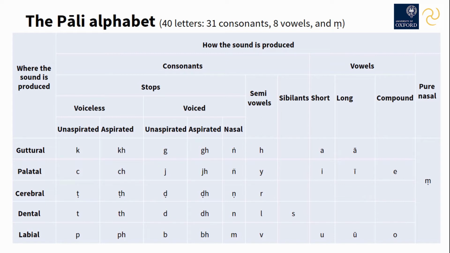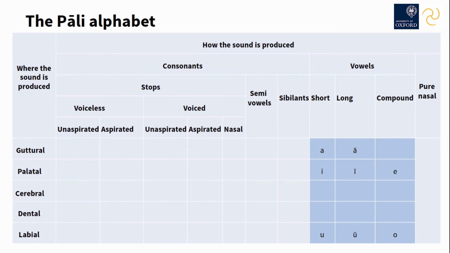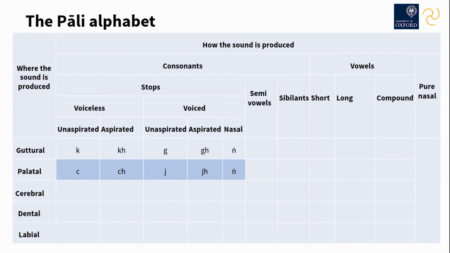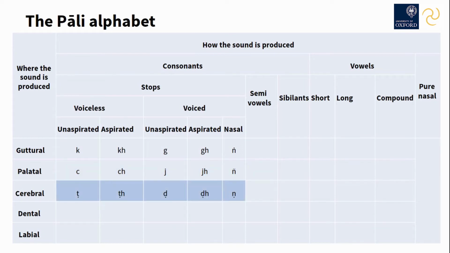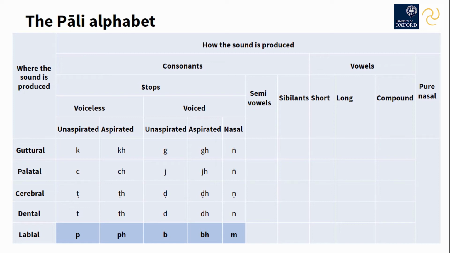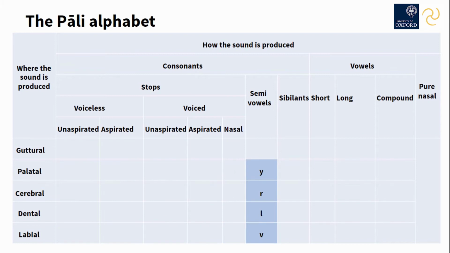The pronunciations of the alphabet in order is as follows: A, I, U, A, O, K, G, N, Ch, J, Ñ, T, D, N, T, D, N. And finally the labials P, B, M. The last group are the semivowels followed by the sibilants: Ya, Ra, La, Va, Sa and Ha.